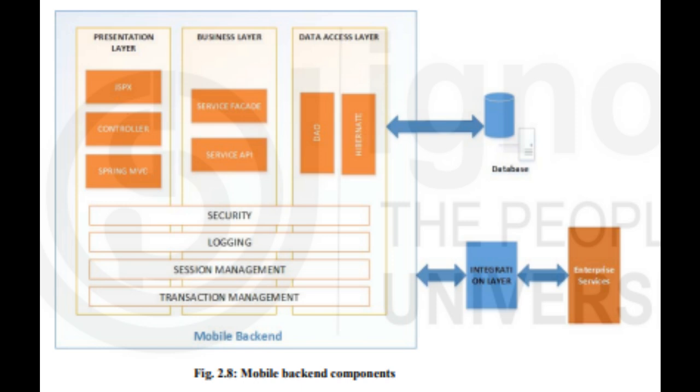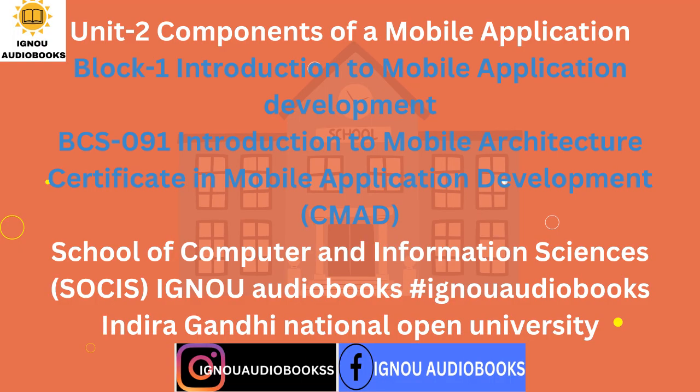Figure 2.8 depicts various components in the backend of the mobile app. Fig. 2.8 Mobile backend components. The components are described below. JSPX web pages developed for mobile platform. Spring MVC for attaining loose coupling between components. Business layer that comprises service facade and service implementation patterns.